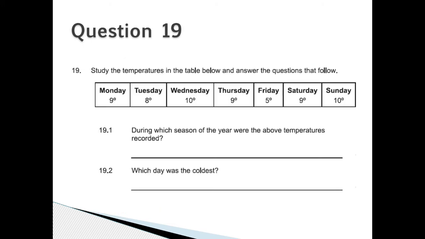Question 19. Study the temperatures in the table below and answer the questions that follow. Monday, 9 degrees. Tuesday, 8 degrees. Wednesday, 10 degrees. And Thursday, 9 degrees. Friday, 5 degrees. Saturday, 9 degrees. And Sunday, 10 degrees. 19.1. During which season of the year were the above temperatures recorded? And 19.2. Which day was the coldest?